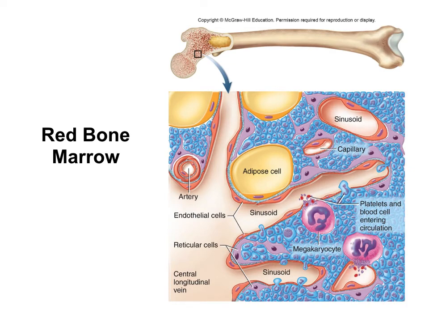So, as I said before, your red bone marrow is considered to be a lymphoid organ because this is where your B cells are going to develop, mature, and become immunocompetent. And in fact, all of your formed elements do originate in the red bone marrow, including the T cells, but they become immunocompetent in the thymus.